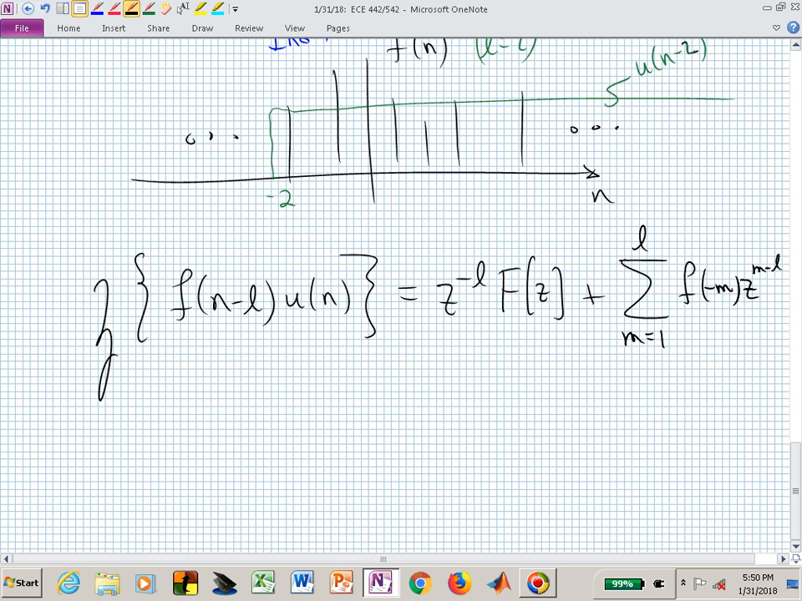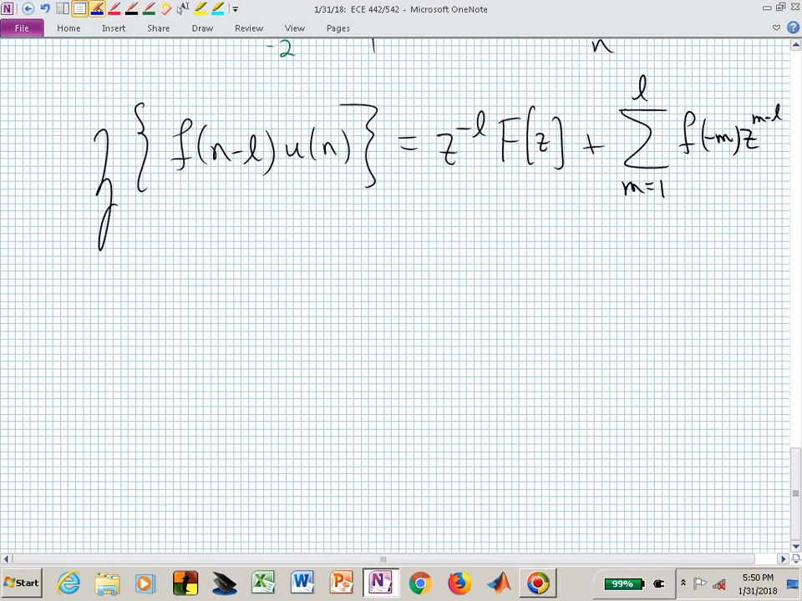But this is similar to how you had to keep track of the initial conditions when you were looking at the Laplace transform of a derivative. Let's look at an example and see if that might help. In this particular case, let's say this is the window at time 0. Where I'm turning this on is at time 0.